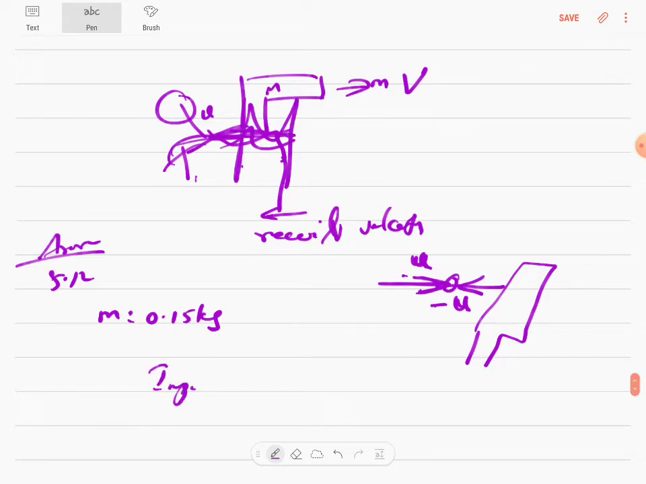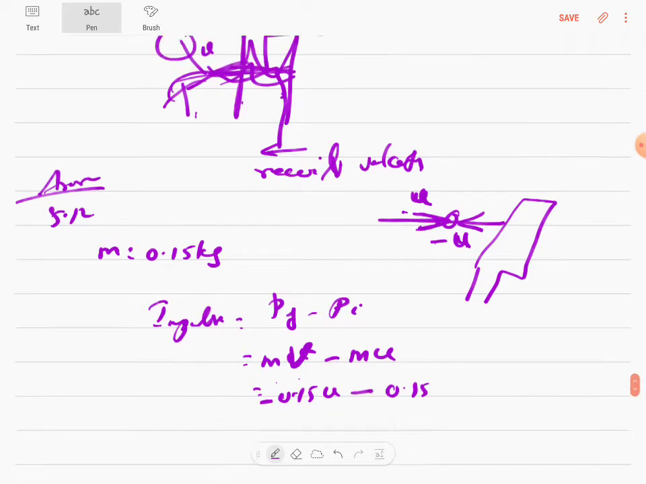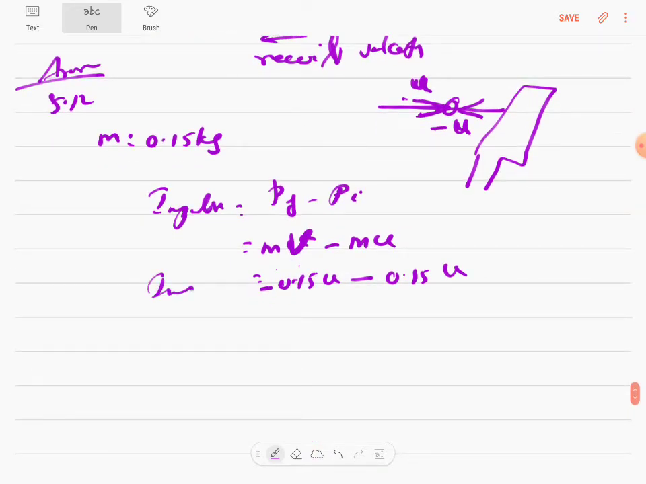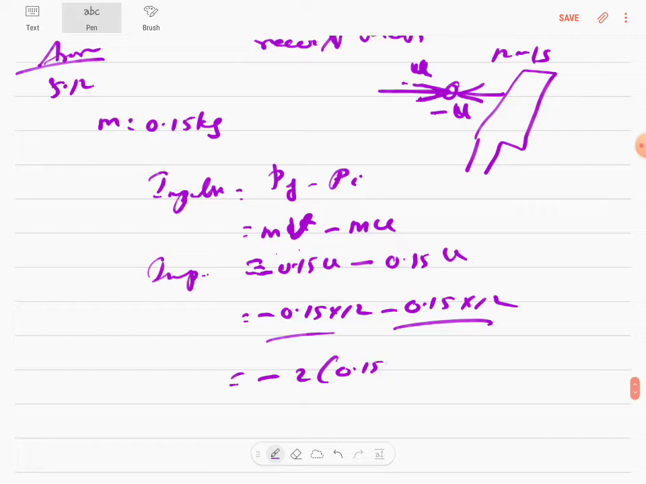Determine the impulse. You know that mass and velocity are given. What is the formula you can use? It's P final minus P initial, not force into time. You use P final minus P initial, which is mv minus mu. Correct? mv is 0.15 into minus u, and u itself is 12 meter per second. 12 meter per second is this velocity and minus 12 meter per second is this velocity. So you substitute, and it's minus 0.15 into 12 minus 0.15 into 12, which will make it minus 2 times 0.15 into 12, correct?